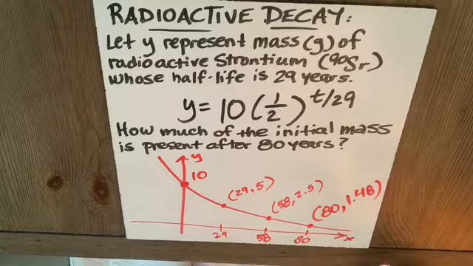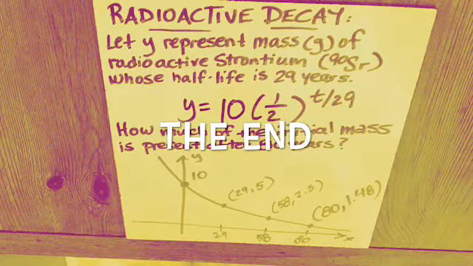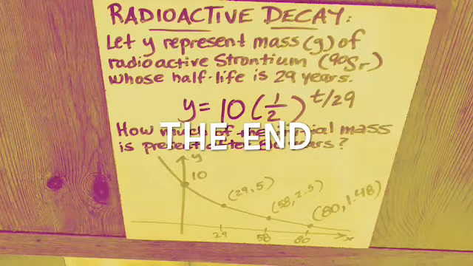Notice we still have a horizontal asymptote at Y equals 0. The implication of that being that once you have a radioactive substance like strontium, you're never going to get rid of it. It can get very small, but it will never be non-radioactive.